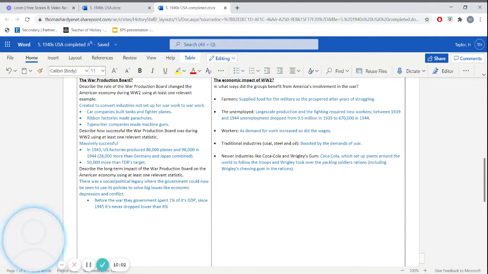Right, so that's the social impact. These next two questions are mostly focused on the economic impact. So the War Production Board.